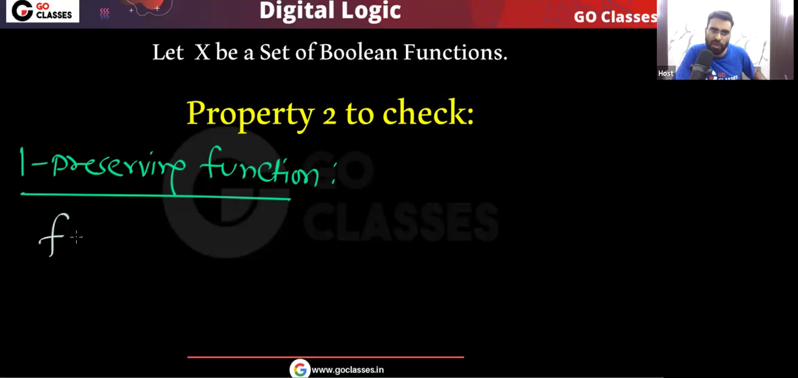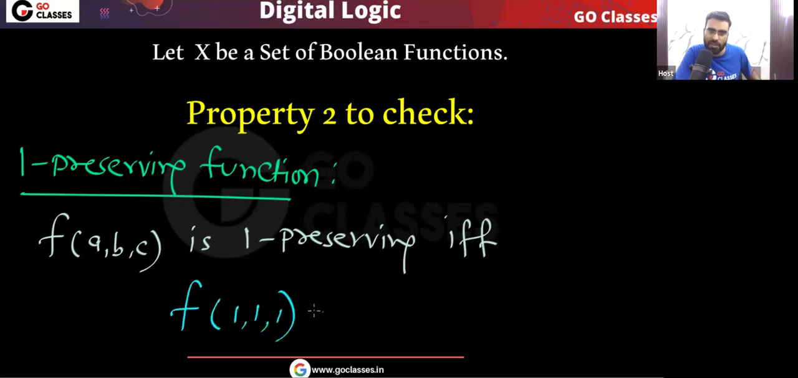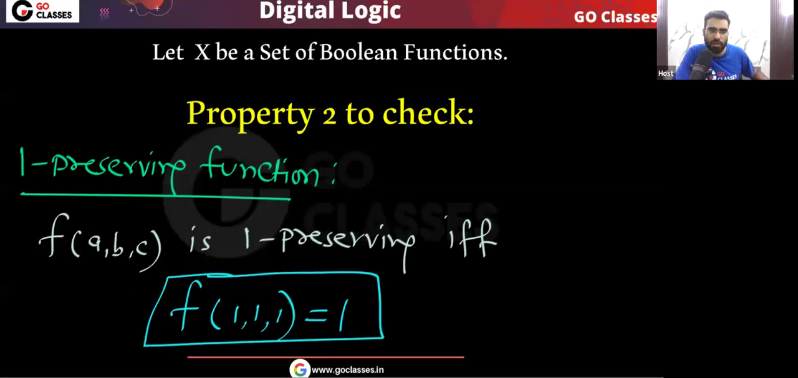F is one preserving. If I give you, for example, F(A, B, C), when can I say F is one preserving? F is one preserving if and only if I replace all the variables by one and the result must be one. Then you will call it a one preserving function. If I replace every variable by one, then the result is one. This type of function is called a one preserving function.